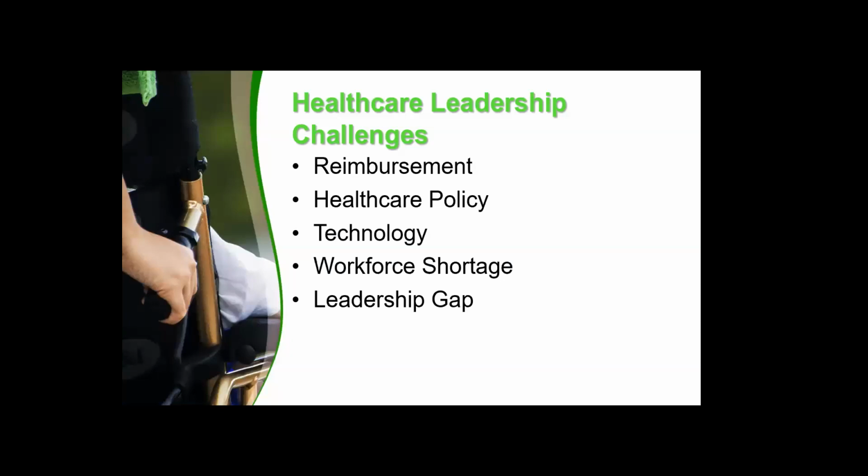Then, in the third part, I would like to discuss what are the healthcare leadership challenges. Reimbursement. Healthcare can be expensive in the world. There are tremendous pressures to bring down healthcare cost. Business and the government are seeking ways to reduce the cost of healthcare. Reimbursement models are changing. They are shifting from a fee-for-service based model to a performance-based model.